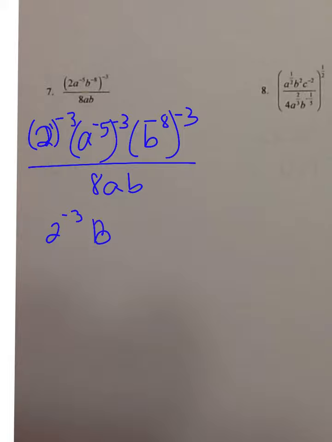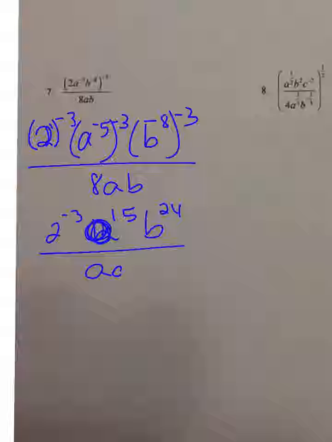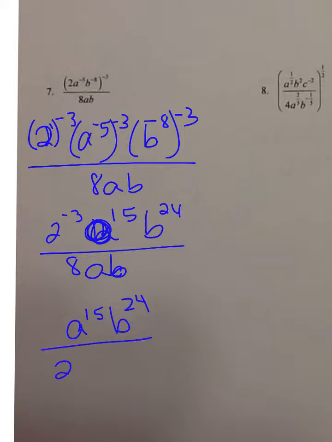That's an a to the positive 15. B to the positive 24 over 8ab. All right, so the only thing that has a negative exponent is 2 to the negative third. So that's the only thing that's going to move. It's going to go into the denominator. Okay, so I have a to the 15th, b to the 24th, over 2 to the third, 8ab. 2 to the third is 8.